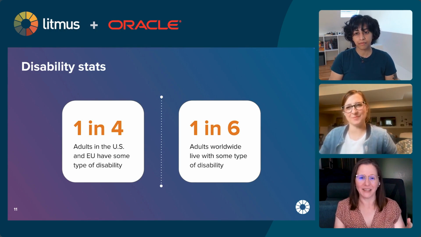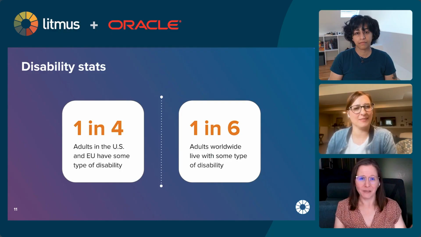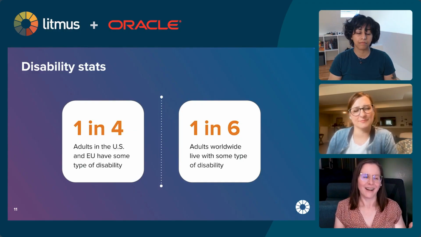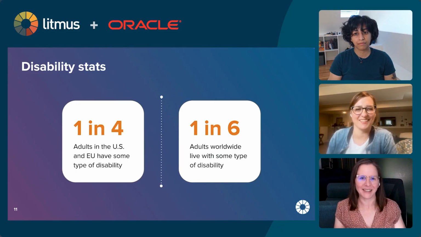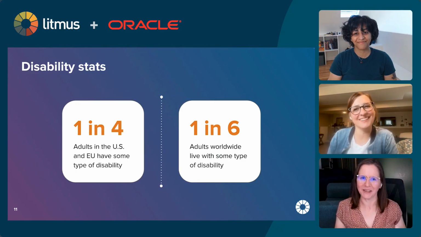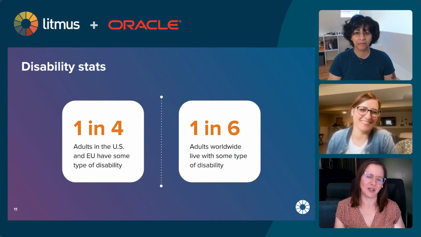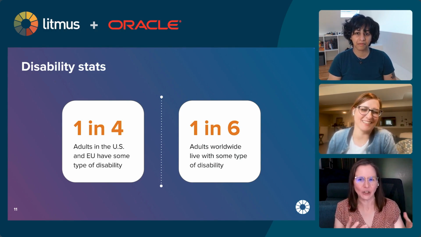1 in 4 adults in the US and the EU live with some kind of disability. And globally, that number is about 1 in 6, depending on how it's measured. But as I mentioned earlier, disability is an incredibly diverse experience. My daughter used to say, if you know one person with dyslexia, you know one person with dyslexia. Right. And I think that so perfectly sums up the fact that there isn't one single universal experience of disability.